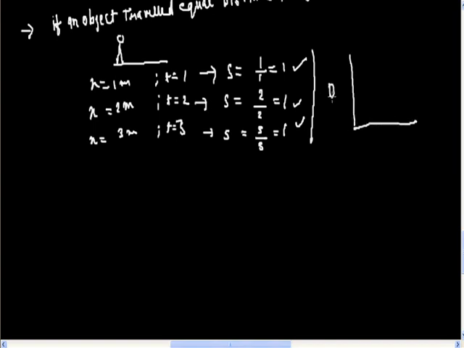That is distance and time. On the axes we mark 0, 1, 2, 3 for time and 1, 2, 3 for distance. At x equal to 1, t equal to 1. At x equal to 2, t equal to 2. At x equal to 3, t equal to 3. If we join these points, we have a straight line. This straight line shows that it is a uniform motion.